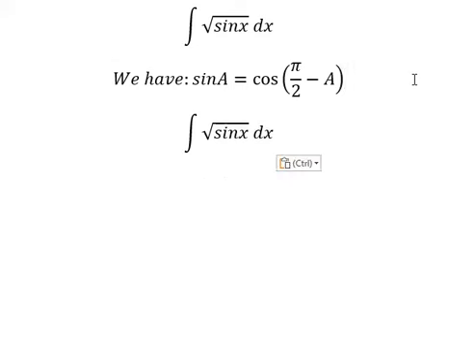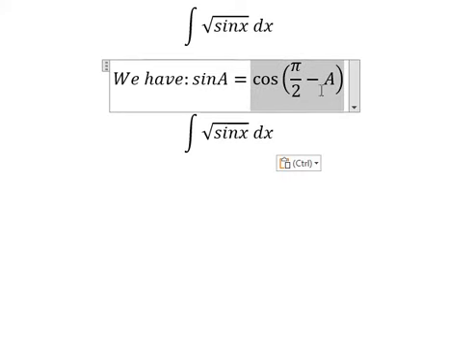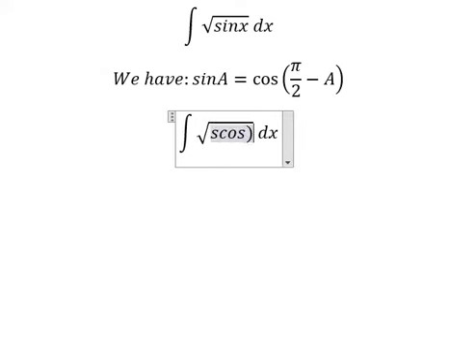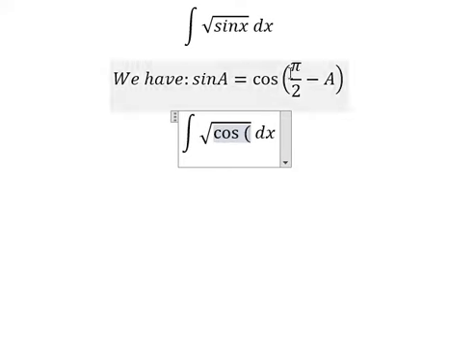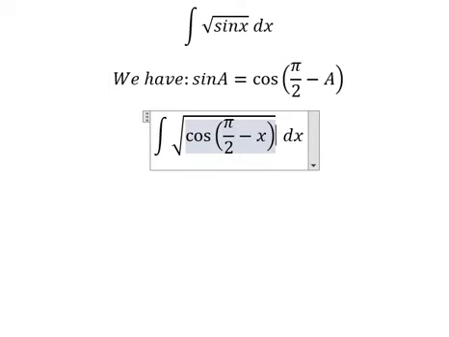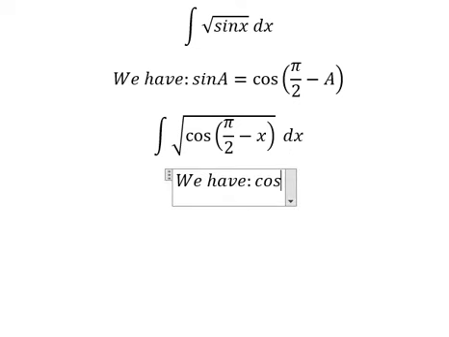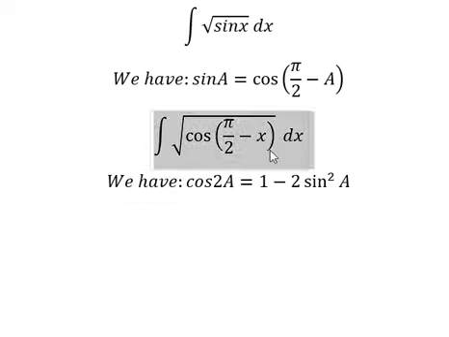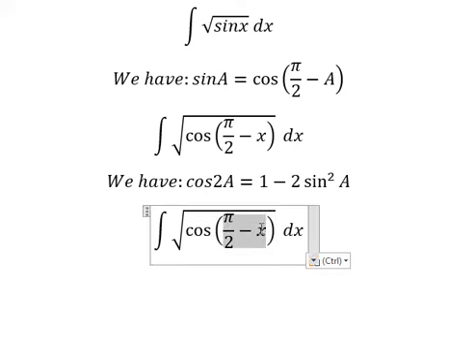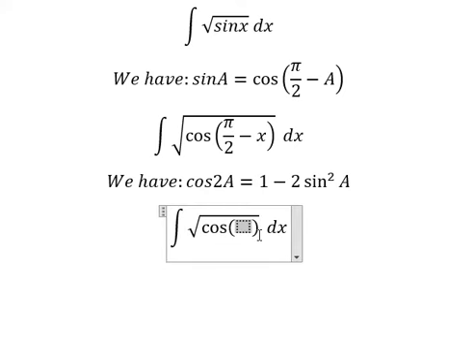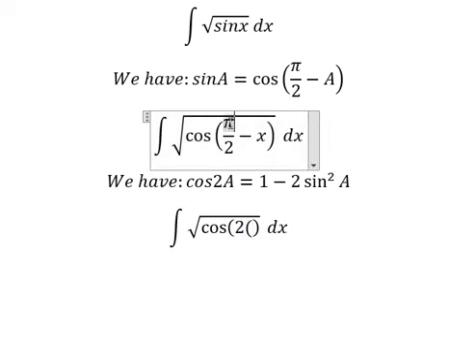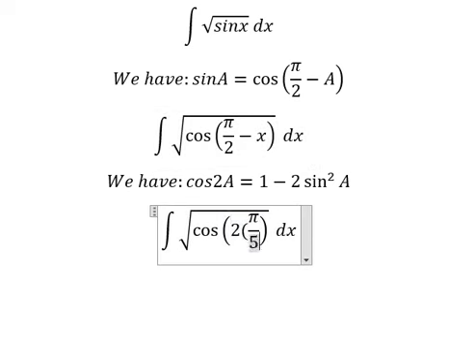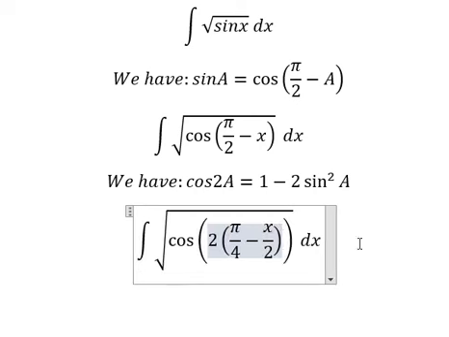Now we need to transform this one into this one. Next, we have the second formula in here. Cosine 2A equals 1 minus 2 sine A squared. So, in this situation, B over 2 minus S, that is about number 2 multiplied by B over 4 minus S over 2. And now capital A, that is about this one.